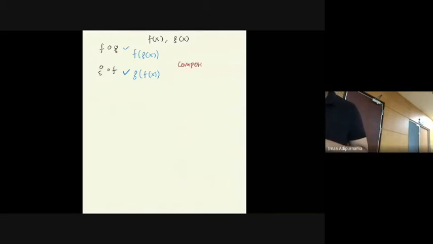Anyone remember the f of g, g of f? If you have f of x, you have g of x. Remember this? These two? So this is just a little bit of review, to make sure you have learned it before. You plug one function into the other function. It's called the composite function.